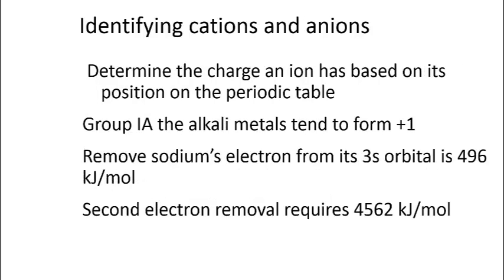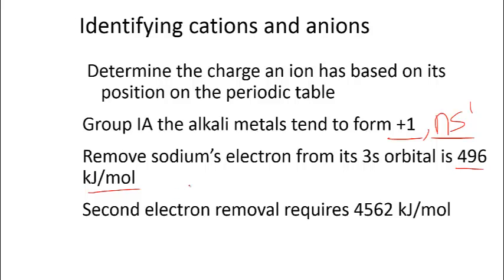In general, we can determine the charge an ion has based on its position on the periodic table. For instance, group 1A, the alkali metals tend to form +1 charges. They do this by losing the single electron from their outer ns1 orbital. For instance, the ionization energy that is required to remove sodium's electron from its 3s orbital is 496 kilojoules per mole.